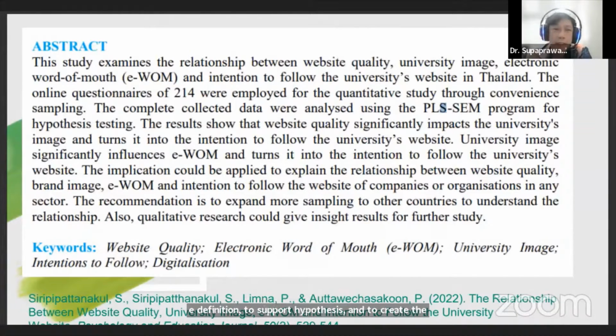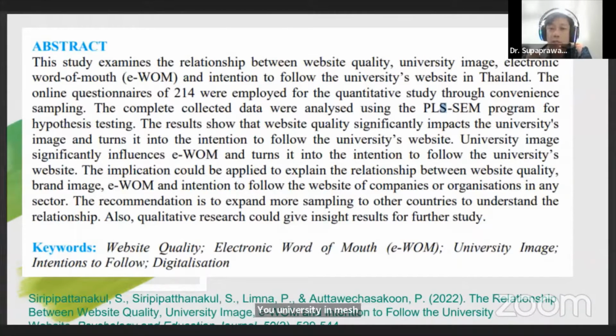For example, in this case, when you write abstracts, the abstract is comprised of 4 parts: the part of objective, the part of methodology, the part of result, and the part of conclusion and recommendation. In this case, the objective is to examine or study the relationship between website quality, university image, electronic word of mouth, and intention to follow.